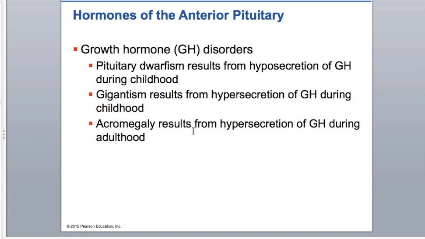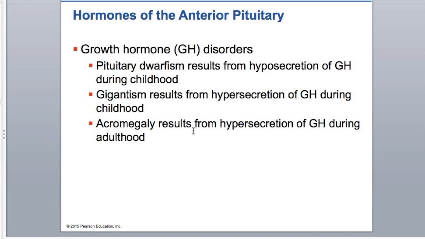Growth hormone decides whether you're going to be tall or short, that end game in how big a person is. There's some disorders that are associated with growth hormone. You've got pituitary dwarfism, which is a hyposecretion of growth hormone during childhood, which means they're just not getting enough growth hormone for your muscles and bones to grow longer, which causes a shorter person or a shorter stature.